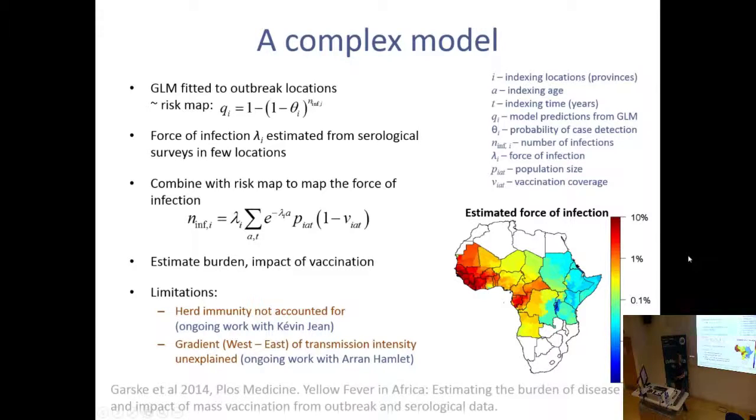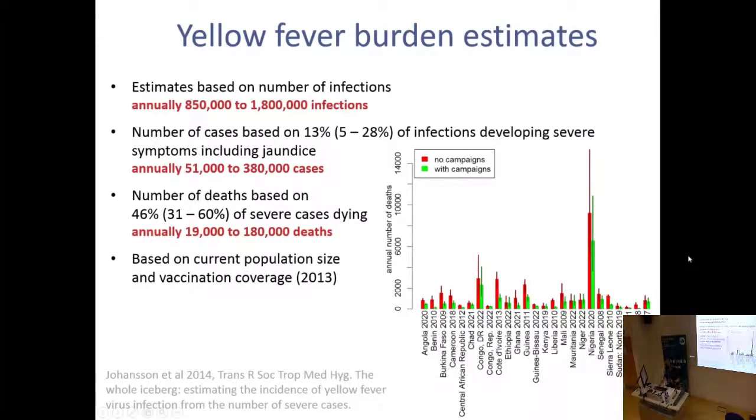One of the questions that are really interesting is that we don't really understand why there is this gradient in transmission intensity from West Africa to East Africa. And that's something we're looking into further, some work I'm doing with Arran Hamlet, who's sitting in the audience as well. Yes, I'll get to that in a moment.